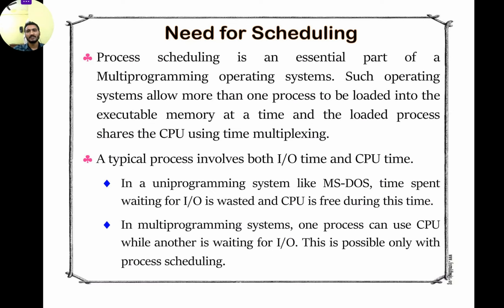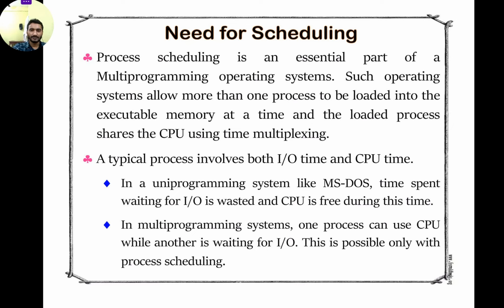Process scheduling is an essential part of a multi-programming operating system. So what is a multi-programming operating system? It is a system in which more than one process is loaded into the executable memory at a time, and the loaded processes share the CPU using time multiplexing. A typical process involves both input-output time and CPU time.